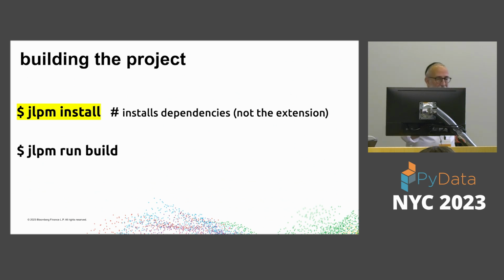So the next step to build the project, we have to first install everything that we're dependent upon. And we said we were only dependent on the JupyterLab application itself, but that is dependent on a lot of other things that we're going to see. JLPM install does not install the extension. It installs what the extension is dependent upon, and it installs it in the extension's working directory where you're coding, so that all those dependencies are there for you to be able to build.